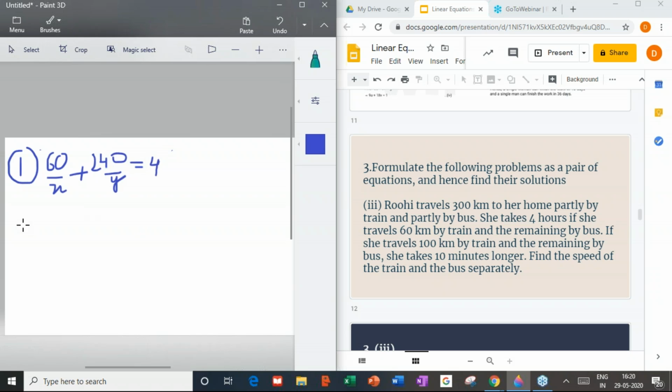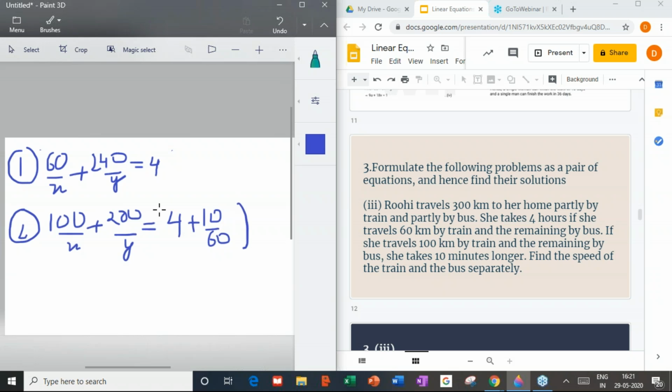Now I want you to be careful in the second part. Second part says 100 by train, so 100 by x, remaining by bus, which is 200. The part where you have to be careful is this. It says it takes 10 minutes longer, which means it takes 10 minutes longer than 4 hours, but you cannot add 10 directly. You convert it into hours first. So it will be 10 by 60. Right? Why 60? You know, right?